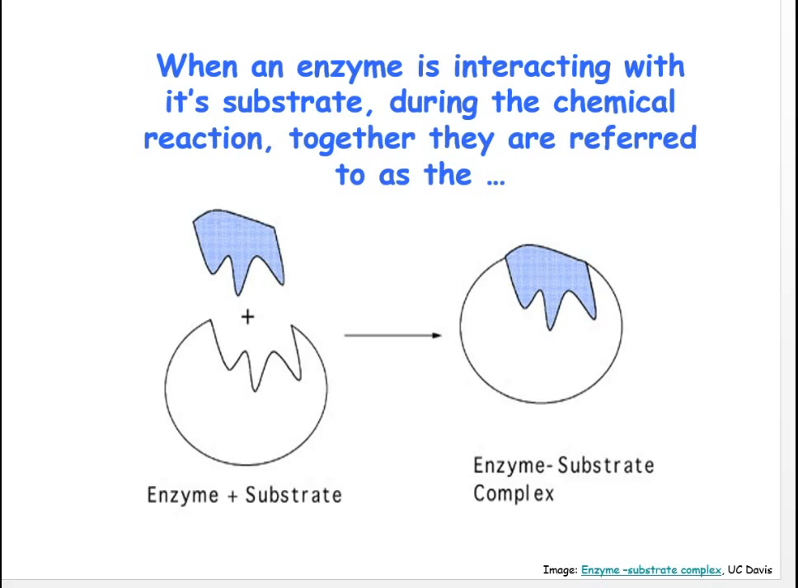When an enzyme is interacting with its substrate during a chemical reaction, they can refer to each other as an enzyme-substrate complex. So here's the enzyme, here's the substrate. Look how the pattern for these two is perfect. And if there was any deviation in either this or that, so this would be the substrate, let's say there was an extra bump, it wouldn't fit here. If this one had an extra bump, then this wouldn't fit, so there would be no product.